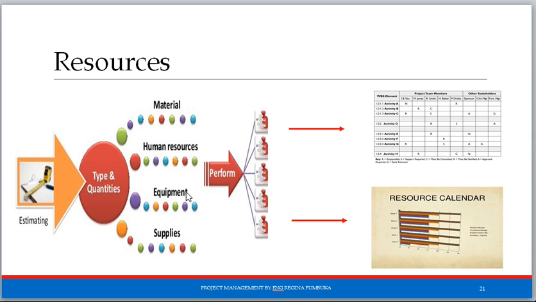And then from that you create something called resource calendar, ambayo hii inaonyesha kwamba resource fulani itakuwa anafanya activity fulani na atakuwa anafanya hiyo activity kuanzia siku fulani mpaka siku fulani. So that's about resource calendar.